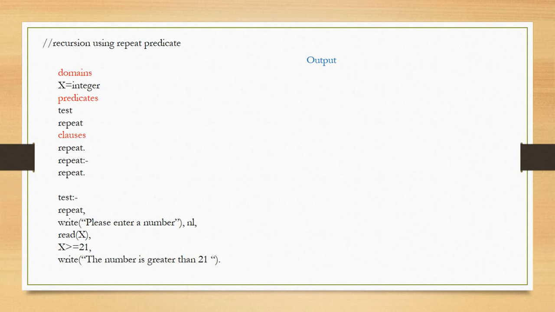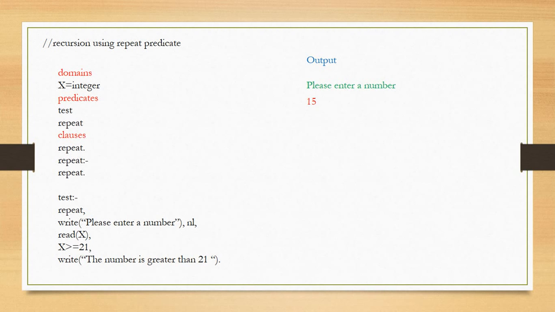So let's see the output. If I am going through this test, how it happens is: first repeat will always succeed, then the line "please enter a number" will be written. Then if you give x a value of maybe 15, the next statement, 15 greater than or equal to 21, is false. That means the next line will never get executed.